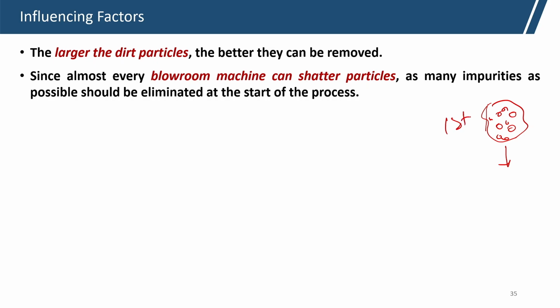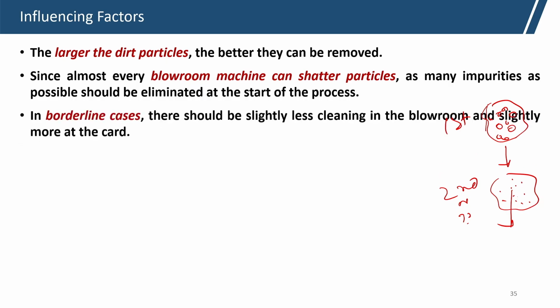This is the first stage, but in the second or third stage, we will see these particles are also broken and become smaller particles, and smaller particles have a tendency to stick to the fiber surface due to the higher surface area. So, it will be difficult for the machines to remove these particles. So, at the start of the process, we should try to eliminate as many of the larger ones as possible. Okay.